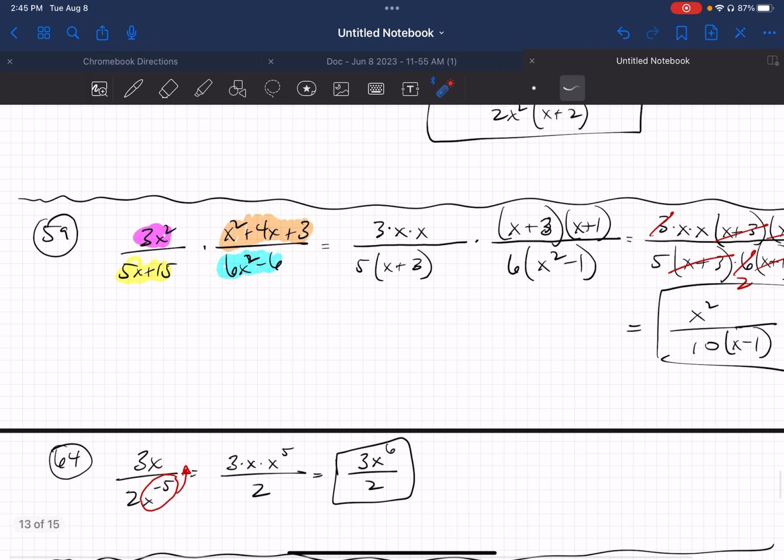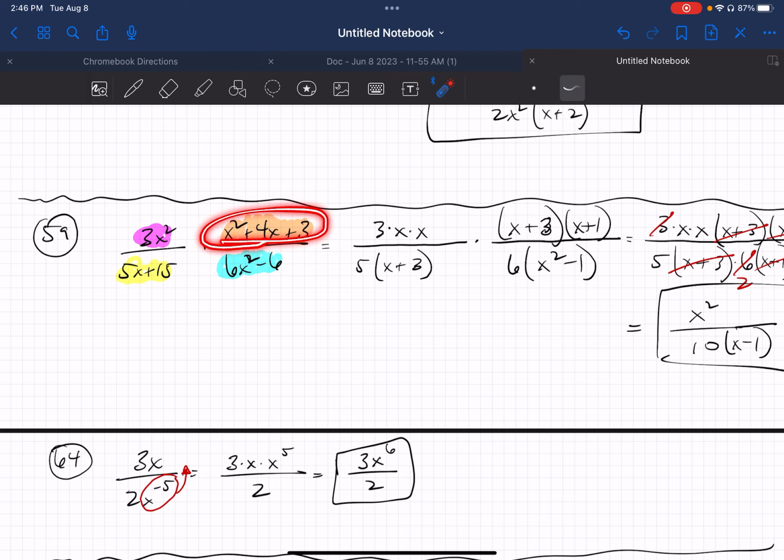59. 59 is similar, but it's multiplication. So you're multiplying two fractions, two rational expressions. To do that, the first thing you have to do is factor all numerators and denominators. Okay, so this one in pink is a monomial, so you just break it down: 3 times x times x. The yellow is a binomial. So the GCF would be 5. When you divide them both by 5, you get x plus 3.